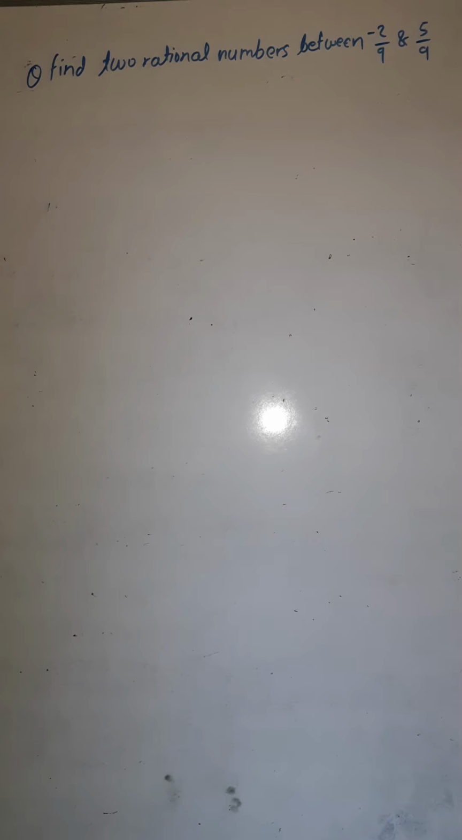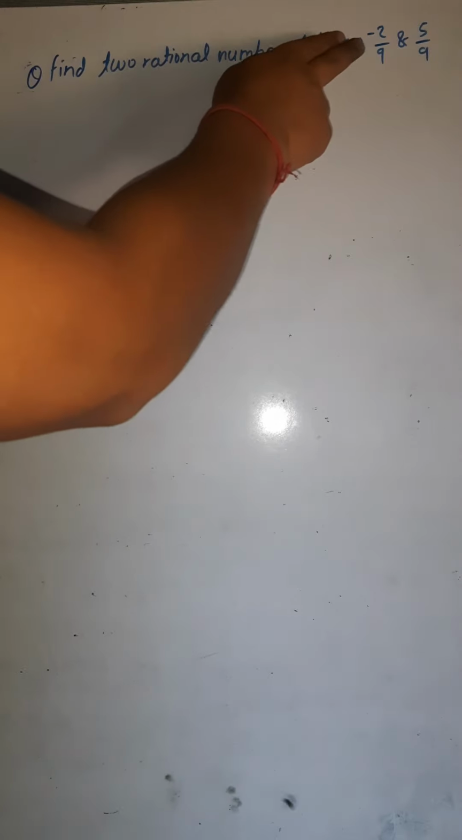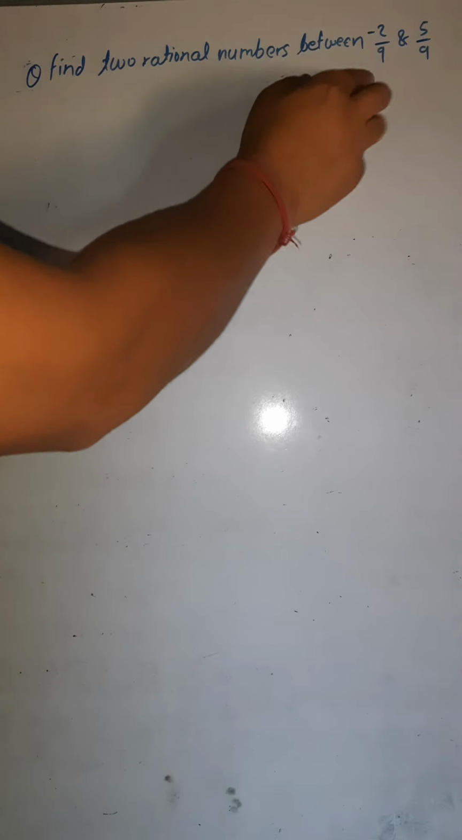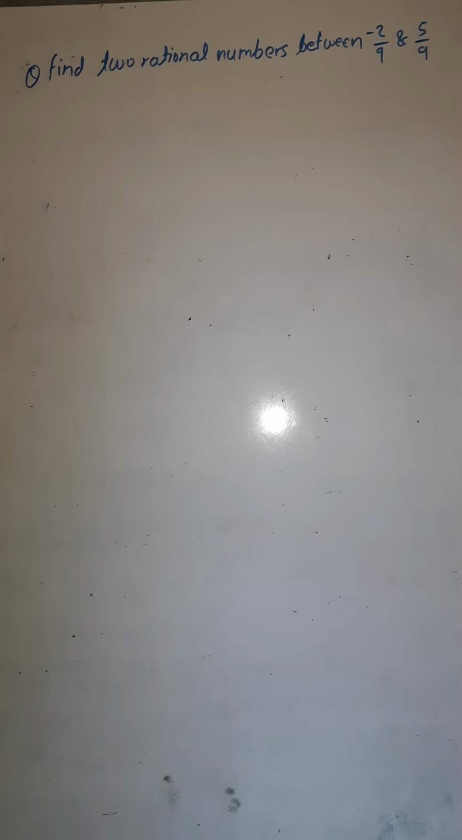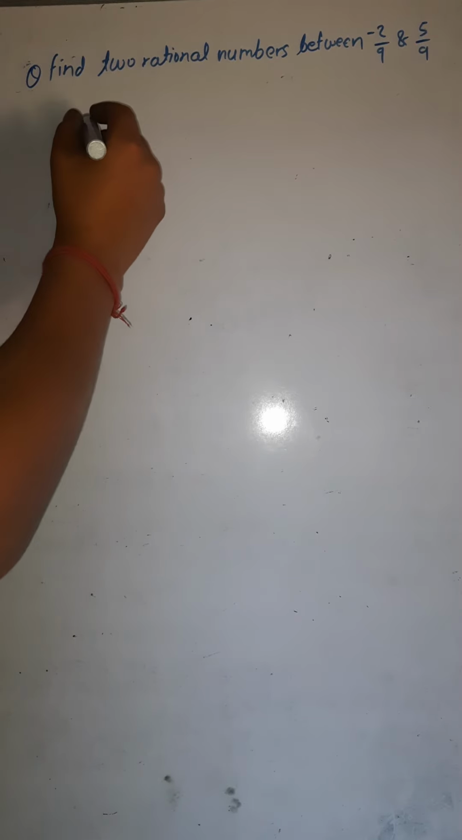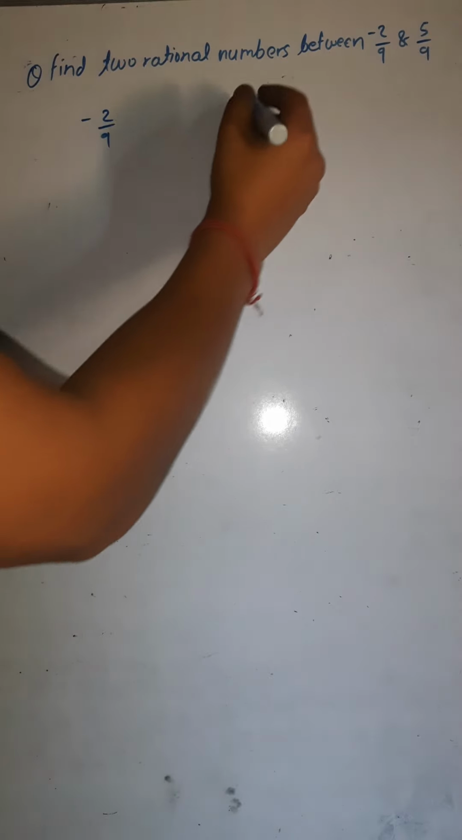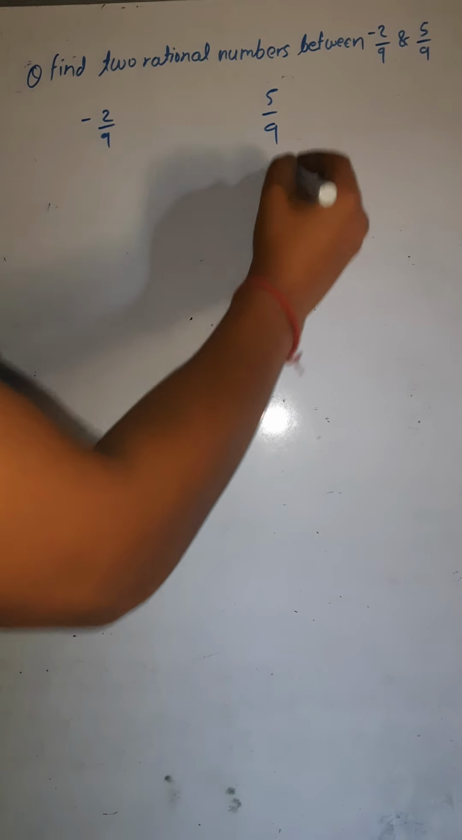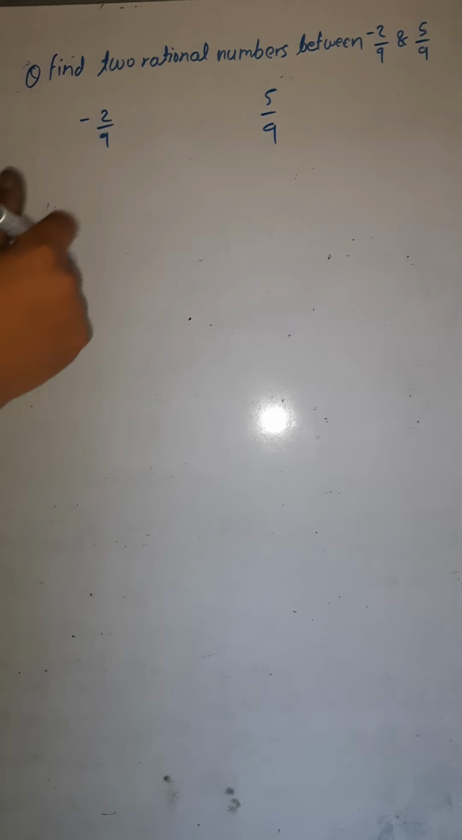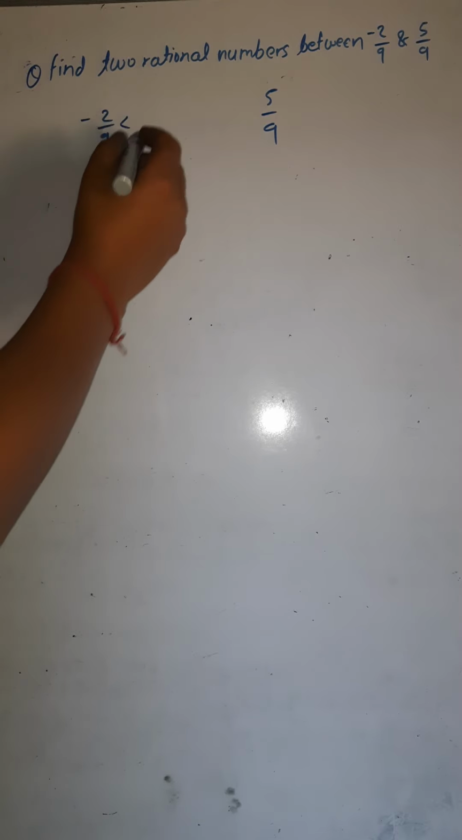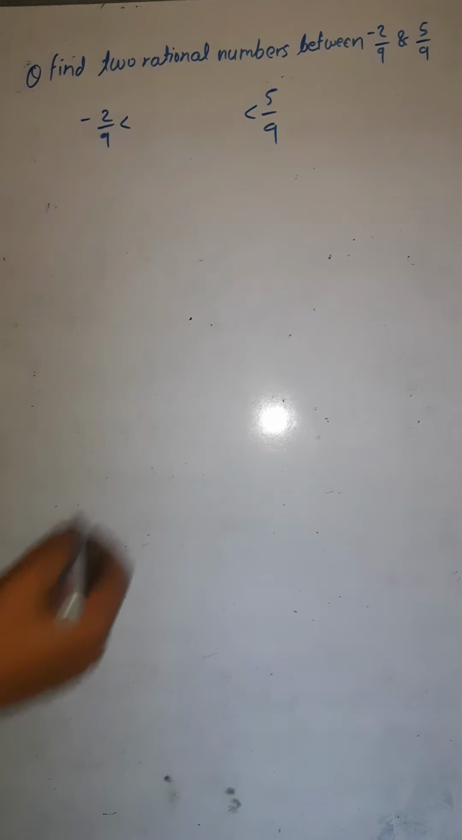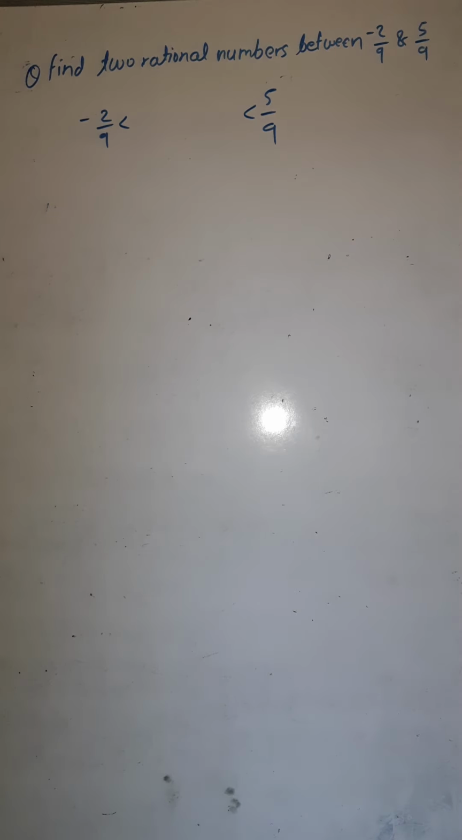Now here we have a new question. Find 2 rational numbers between minus 2 by 9 and 5 by 9. So between these two you have to find out 2 rational numbers. How to find? So the first one is minus 2 by 9, the second one is 5 by 9. Now between these two you have to find two more rational numbers, meaning the number should be greater than that and lesser than 5 by 9. So how to find out?